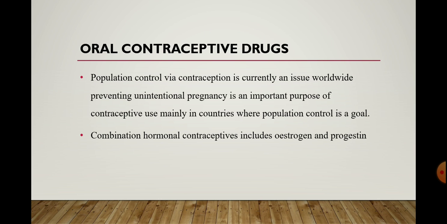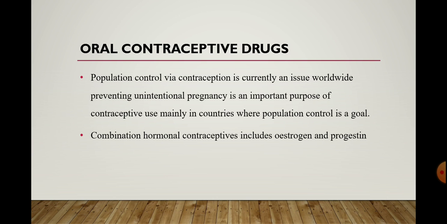So oral contraceptives are generally used to prevent or control the population. Population control via contraception is currently an issue worldwide. Preventing unintentional pregnancy is an important purpose of contraceptive use, mainly in countries where population control is a goal.